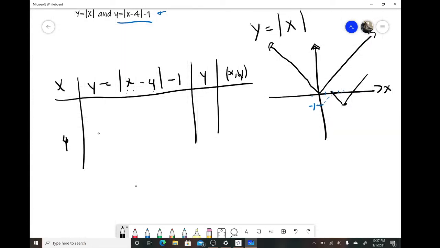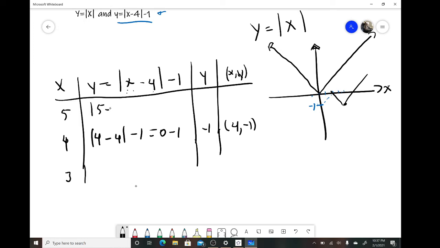All right, so we have 4 minus 4 minus 1. Well, 4 minus 4 is 0. 0 minus 1 is minus 1. So we have that when we have 4, we get minus 1. Now again, pick a number bigger than 4 and a number smaller than 4.